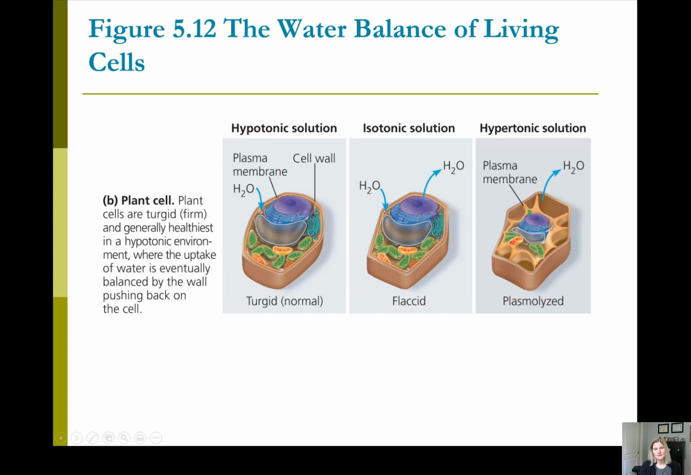Flaccid would mean that there's an isotonic solution, so it's kind of equal. So water is just kind of moving in and out of the cell at an equal rate, which allows you to kind of see that cell membrane now, and that can cause the plant to wilt a little because it's more flaccid. And then here's hypertonic, so you can see what happened here. Well, the cell membrane really pulled away. There's no water left, hardly. So much has left the cell that it's plasmolyzed.